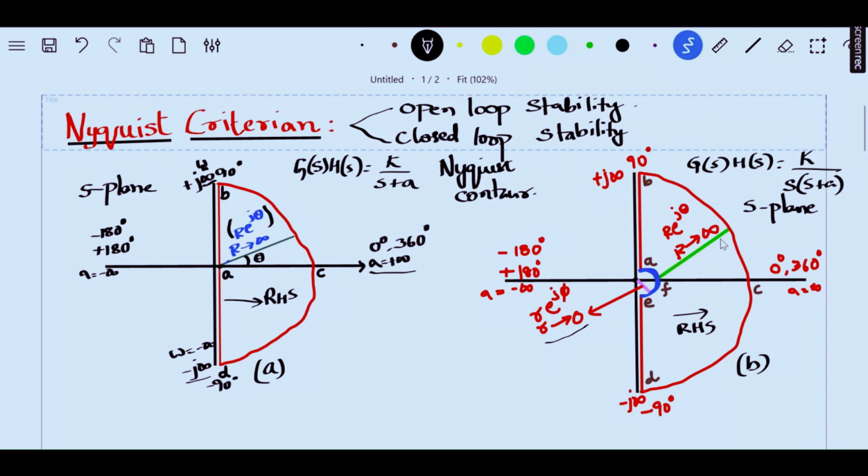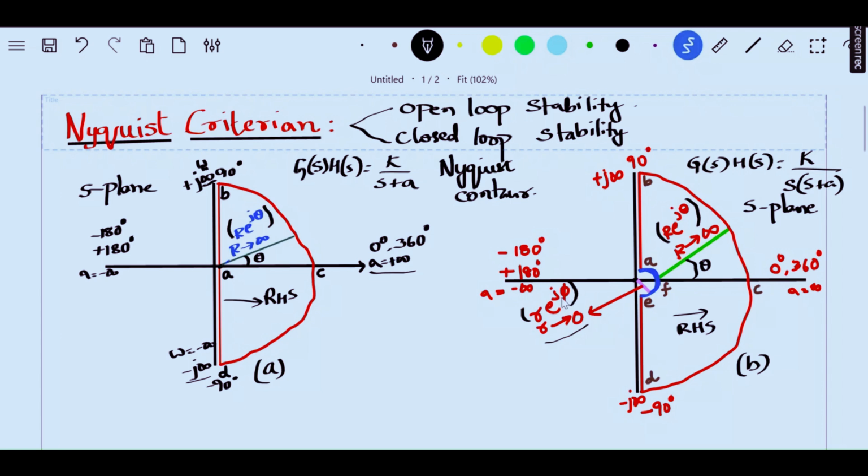Whereas this green line, what you see, is tending towards infinity, because this is the contour written on a real axis where it can approach infinity. So this varies with r into e power j theta, if an angle theta is considered here. This is theta. Whereas this contour is r into e power j pi.